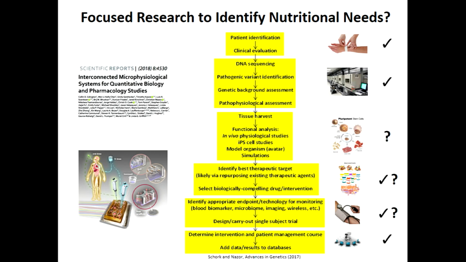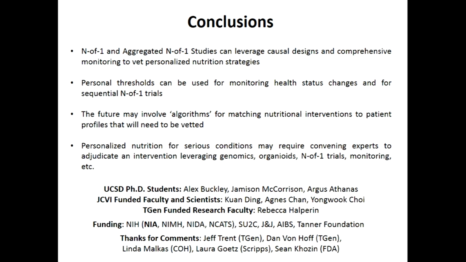Other stuff, it's iffy. Deciding what the pathophysiology behind an individual patient's disease might be is complicated, but there are emerging technologies. We do need to have a session on, say, organoids or iPSCs with CRISPR and stuff, but they're very relevant to determining what pathophysiologies a patient might have. So I'll just stop there because I'm going over and conclude that N of 1 trials are here to stay. Personal thresholds will be used. We may have to vet algorithms in the future, and I think it does make sense to convene teams, especially for people with rare disease, to figure out how we can deal with them.